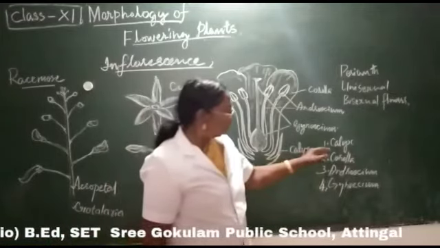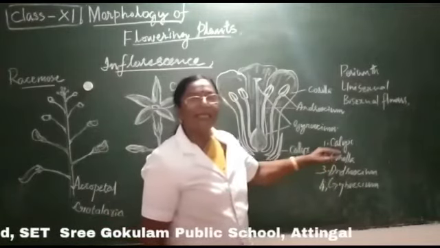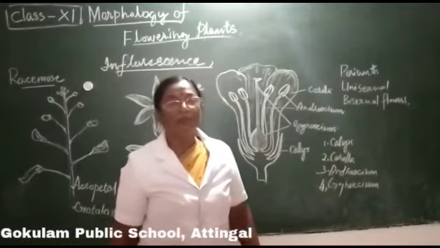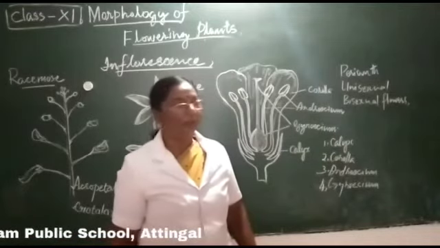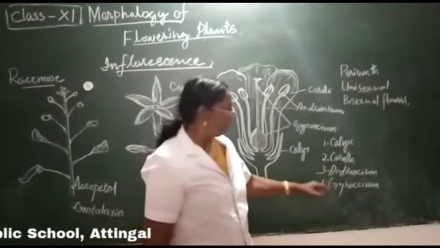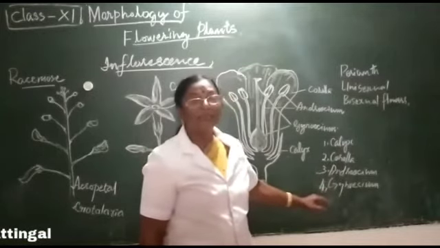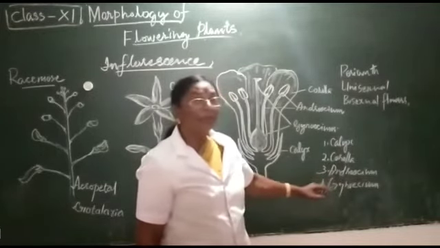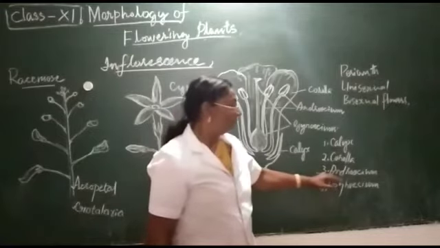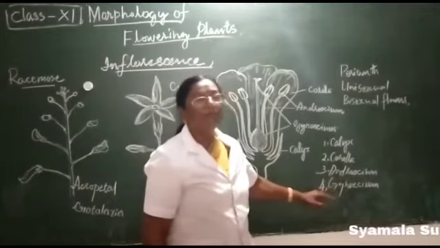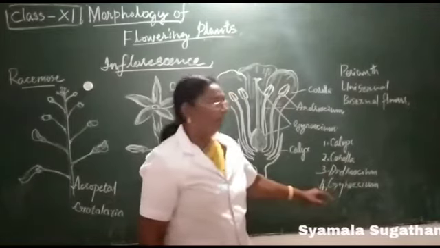And here the first two whorls, that is calyx and corolla, are called the non-essential whorls because they have no role in reproduction. And the third and fourth, that is androecium and gynoecium, are called the essential whorls because they are the reproductive organs. Androecium is the male reproductive organ and gynoecium the female reproductive organ.